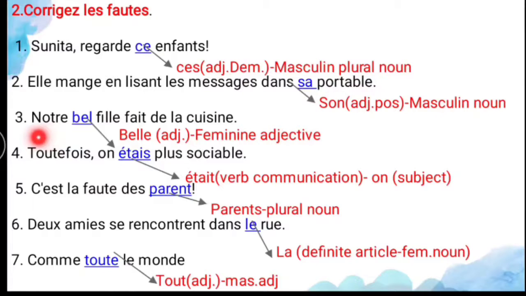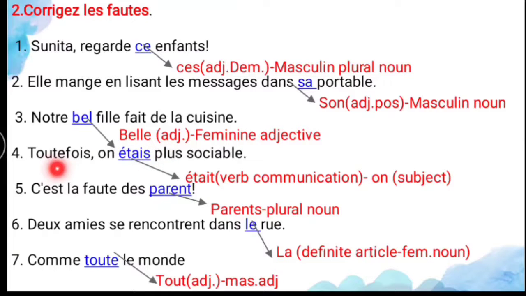And the third one is "Notre belle fille fait de la cuisine." Here the mistake is what? Belle is an adjective. So "fils" is a noun, that is a masculine noun, so the adjective has to change. For that you have to change belle.